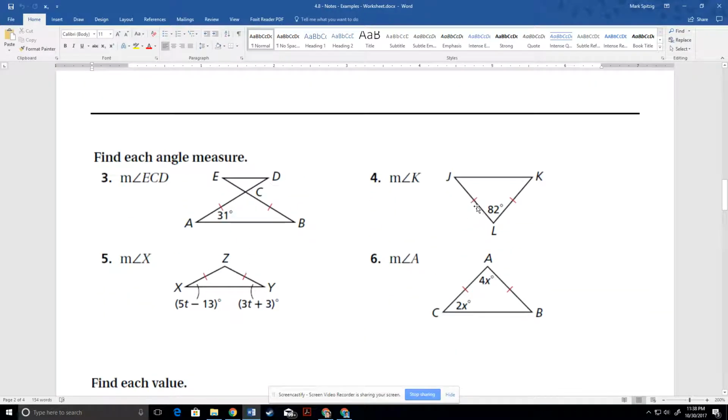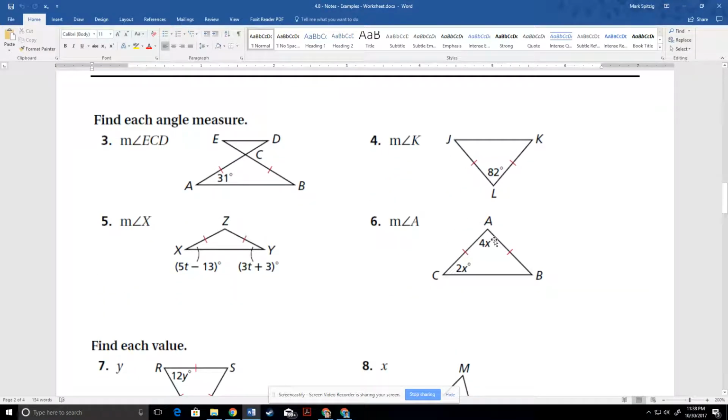All right, so here we go with the real 4.8. All right, so let's jump into it though. There we go. In this case we're trying to find ECD, so that's this angle here. So let's just start with what we know.